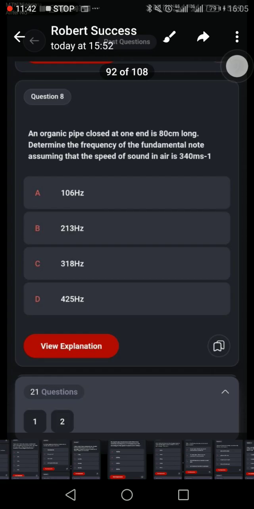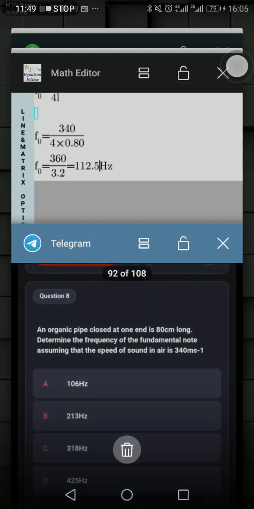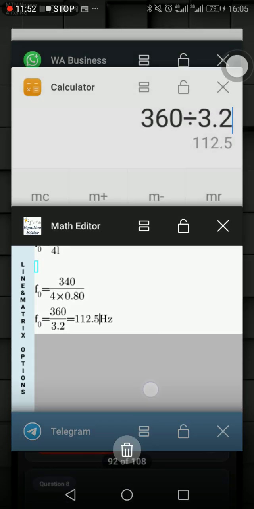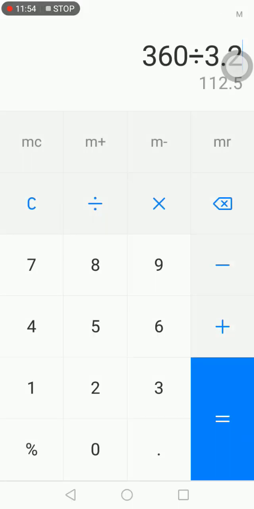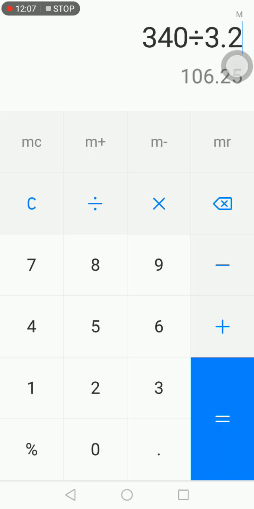340. An organ pipe closed at one end is 80 centimeters long. 4 times 0.8 is 3.2. Let me confirm that math. 3.2. Then 340 divided by 3.2 is 106.25.